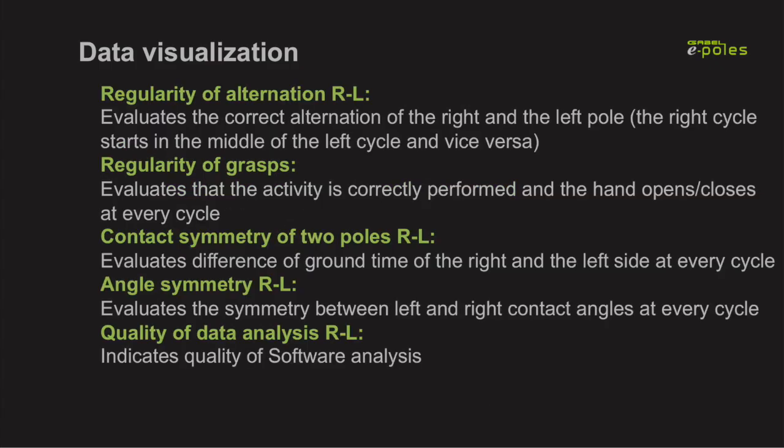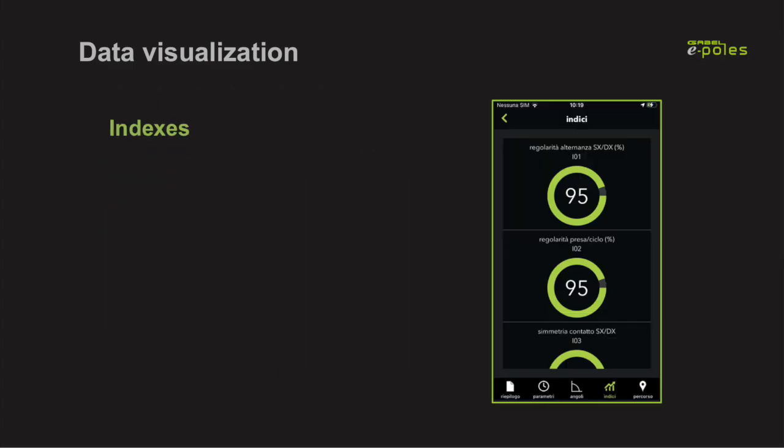The application measures not only the angular and the temporal parameters, the histogram, the x, and the y, but also regularity alterations, regularity of the grasp, symmetry between the two poles, angular symmetry, and the qualitative data analysis. You can see all this data in the main indexes in the application. It also allows us to evaluate overall performance of Nordic walking sessions.